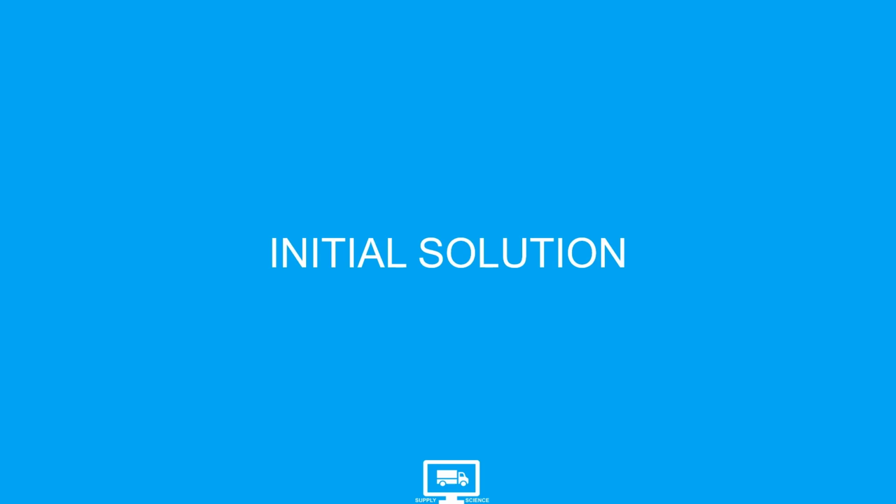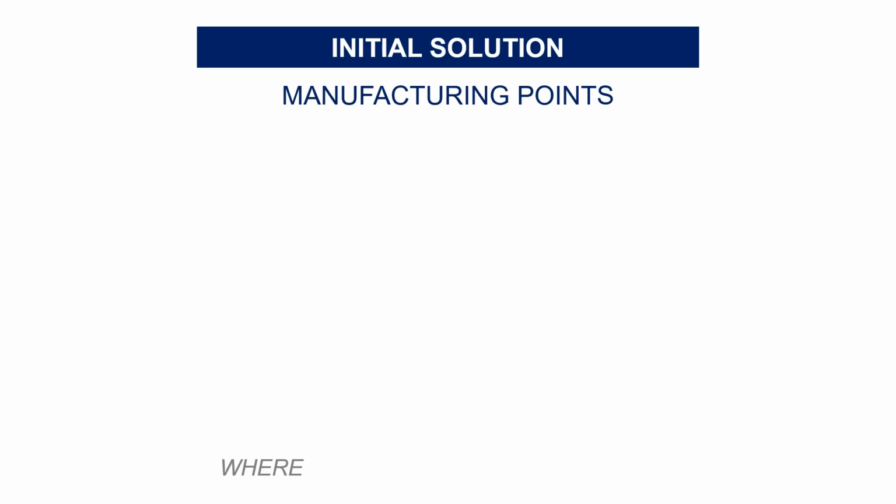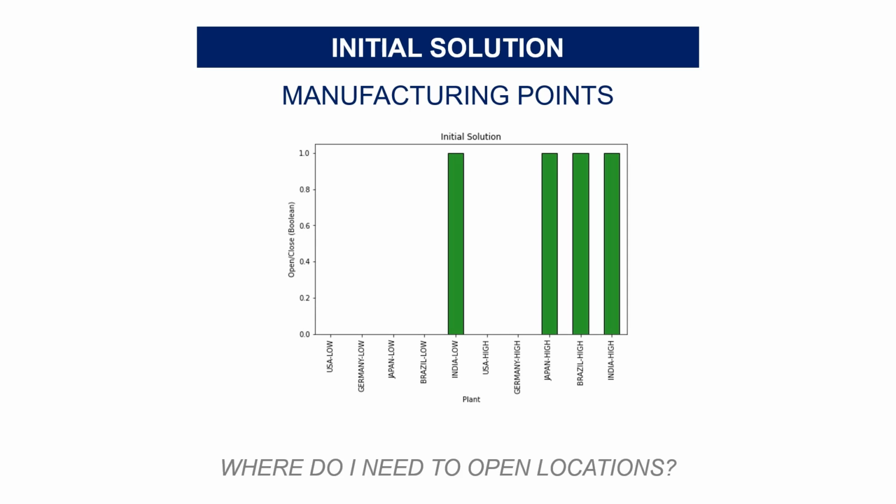So let's start by presenting the initial solution. Using the parameters presented before, where do I need to open my locations? I need 1 low capacity plant in India and 3 high capacity plants in Japan, Brazil and India.